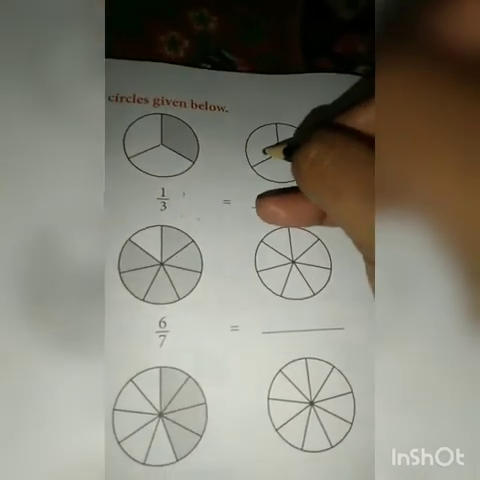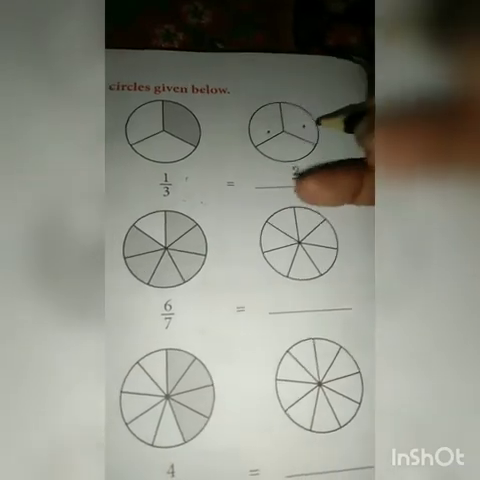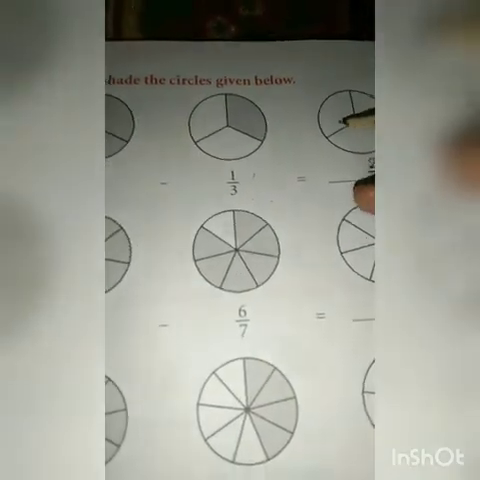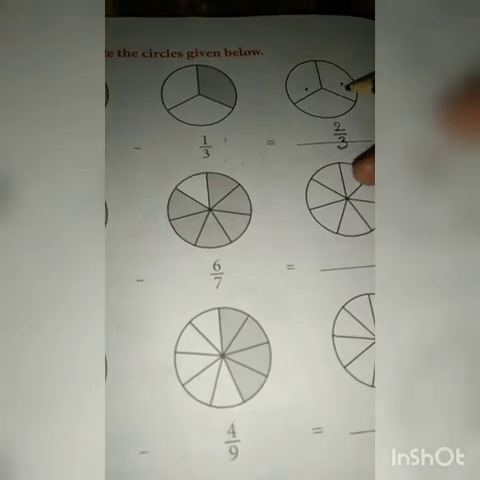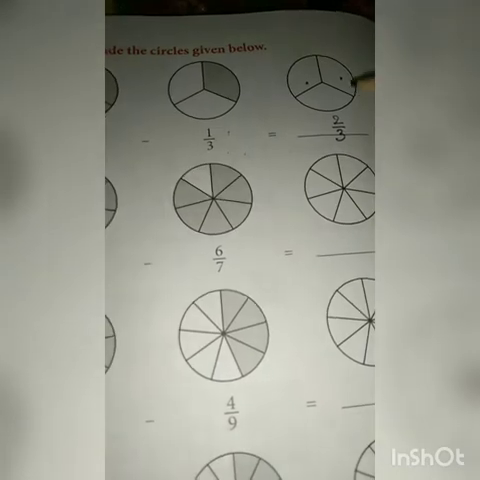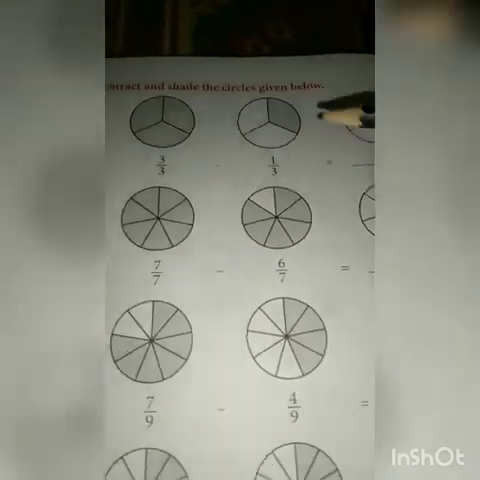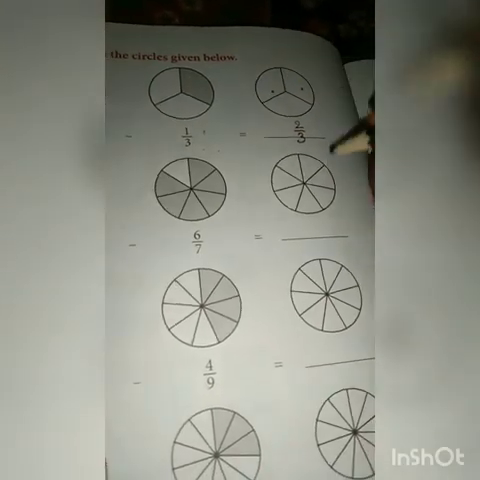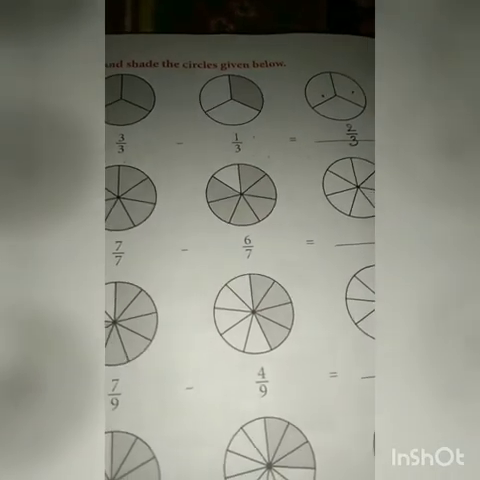So what will you do? You will shade any 2 parts in this circle. I have done this one and this one. You can do this one and this one also, or this one and this one also. So you will shade 2 parts here. Here you have to subtract first and then shade the parts in your answer. Clear? So you have to do this in your book.